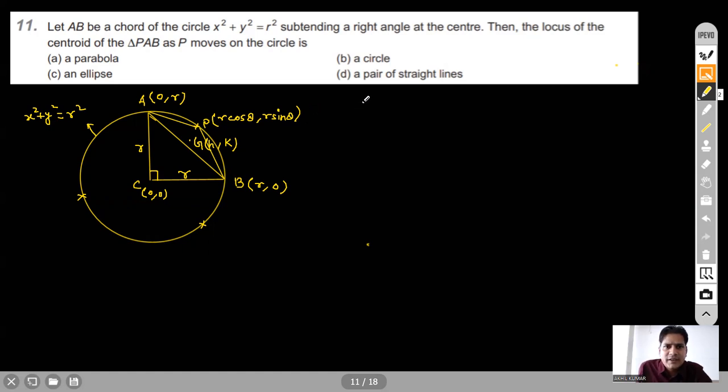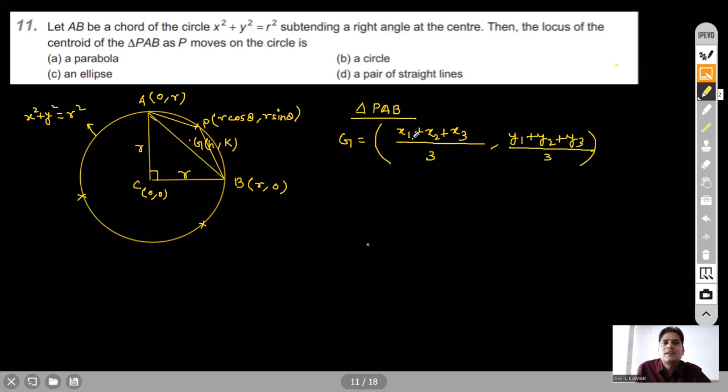Okay. So in triangle PAB, what will be the coordinates of point G? Means what will be the coordinates of point G? If we take (x1, y1), (x2, y2) and (x3, y3) as the coordinates of the three vertices, normally we write the coordinates of G as ((x1 plus x2 plus x3) upon 3, (y1 plus y2 plus y3) upon 3), where (x1, y1), (x2, y2) and (x3, y3) are the coordinates of the vertices of the triangle.